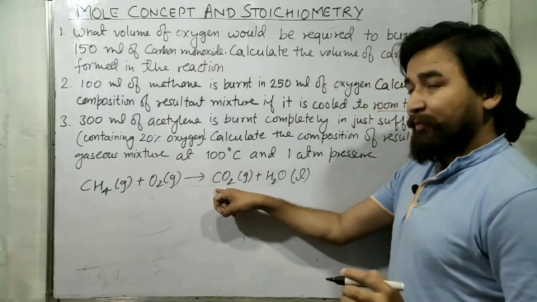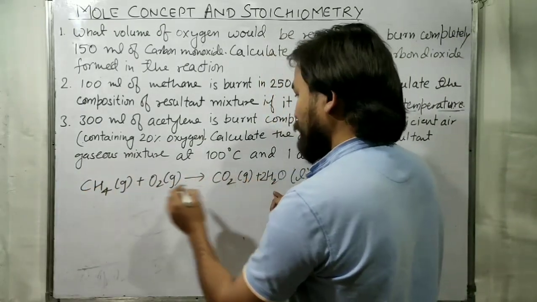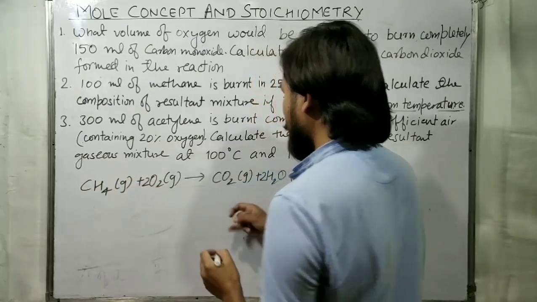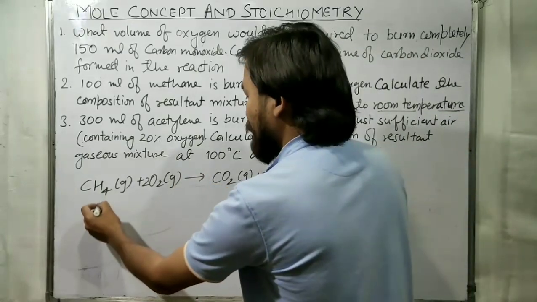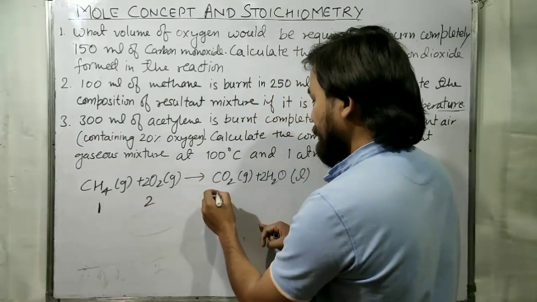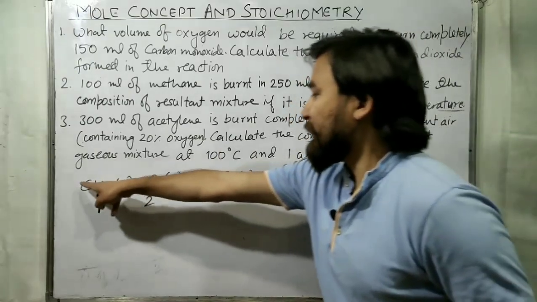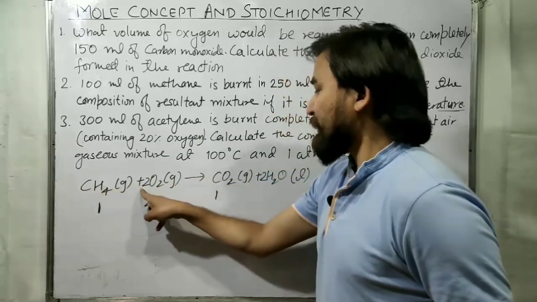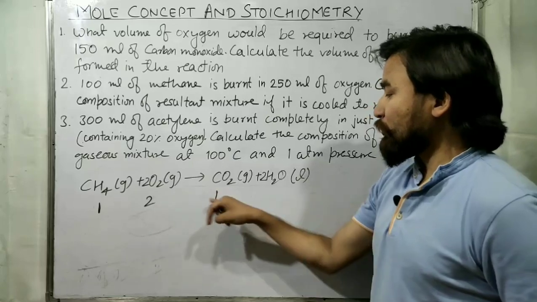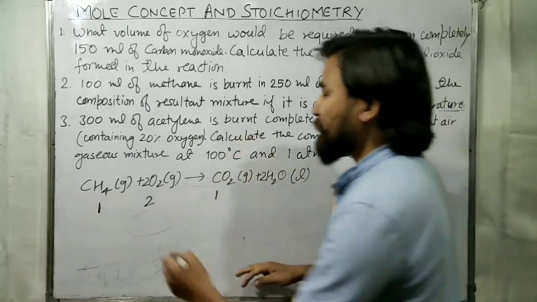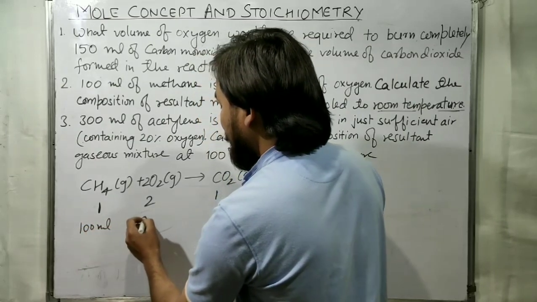So you have to balance the chemical equation first. Hydrogen 2, then 2 oxygen. So hope it is balanced now. Now what is the ratio of gases? That is 1, it is 2, it is 1. So the ratio of methane to oxygen to carbon dioxide, its coefficient is 1, its coefficient is 2 and its coefficient is 1. So the ratio of volume will be 1:2:1. Also the volume of methane is given, that is 100 ml. Volume of oxygen is given, that is 250 ml.